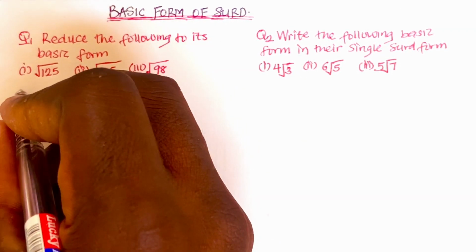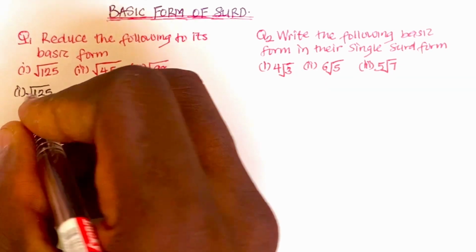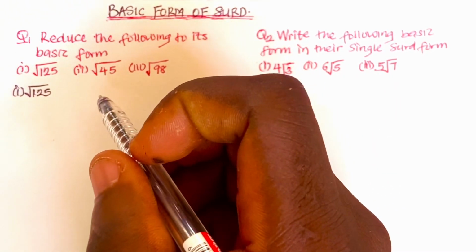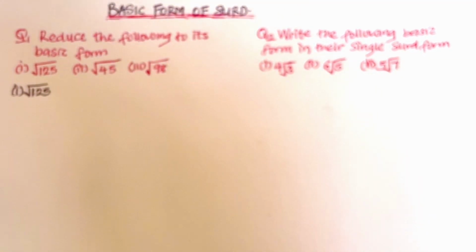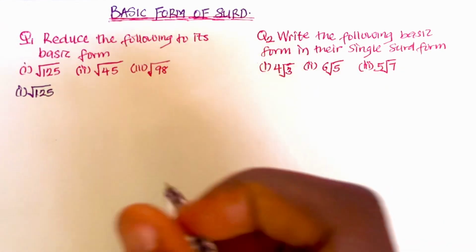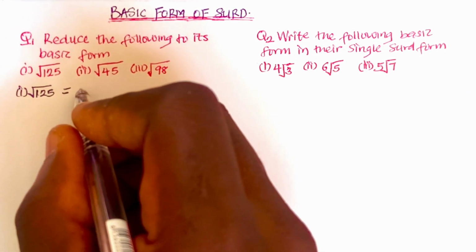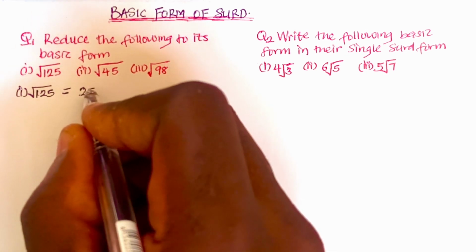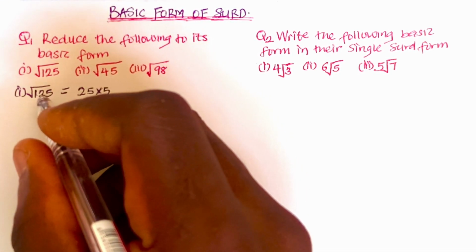Now, as far as this is concerned, suppose I'm given root of 125, and I'm asked to reduce it to its simplest form. The first thing I need to notice is: what are the factors of 125? That's just the first thing. So the factors of 125 are, let's say, 25 multiplied by 5.